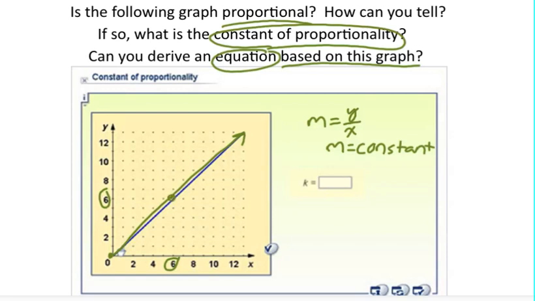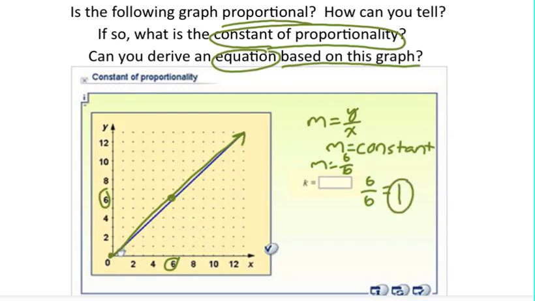We can now substitute these two integers into the equation, which gives us m equals 6 over 6. We know that 6 divided by 6 is 1. The same goes for every other point, making the constant of proportionality 1.